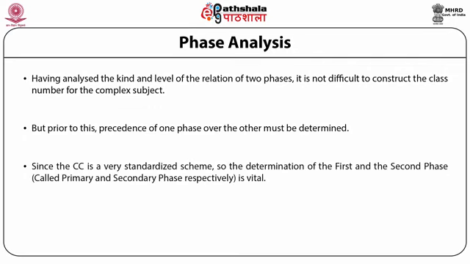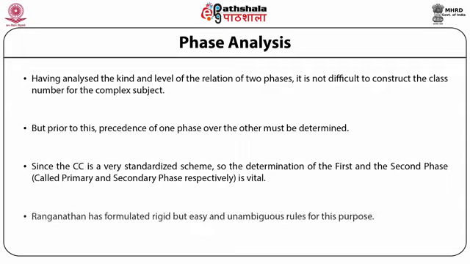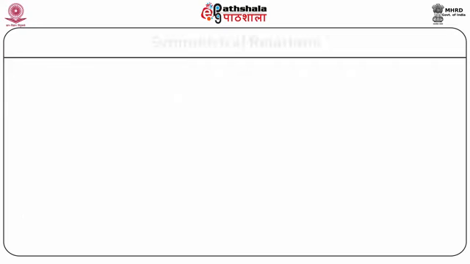Since the CC is a very standardized scheme, the determination of the first and the second phases, called primary and secondary phases respectively, is vital. Raghunathan has formulated rigid but easy and unambiguous rules for this purpose.